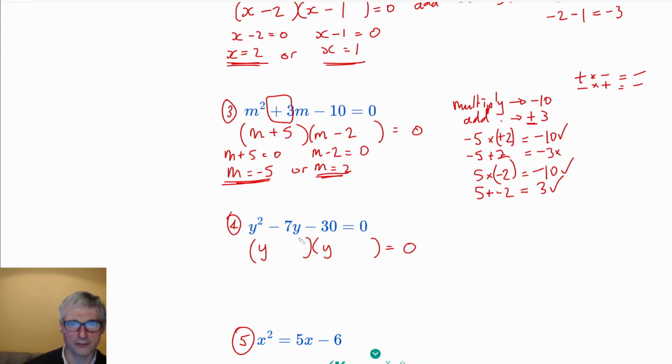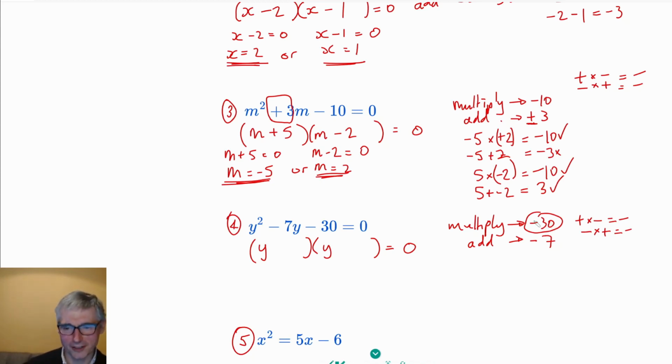But this time we've got to find 2 numbers which multiply to make minus 30 and add to make minus 7. So again, remembering that if the sign is negative here, so we can see we've got negative 30, then the signs on the 2 numbers have got to be different. So again, plus times minus will give us minus, and also minus times plus will give us minus. So we know that the numbers we're picking have got to be with different signs.